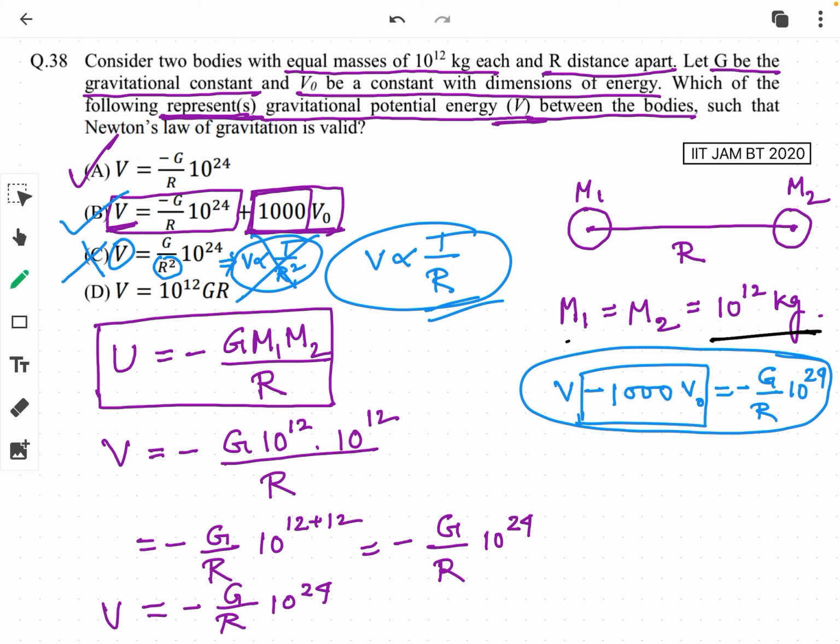Again, if we go to option D, V is proportional to R. From here we get V equal 10 to the power 12 G into R. So V is proportional to R, which is again not correct, because 10 to the power 12 is the mass and G is constant. So V would be proportional to R, but V is proportional to 1 by R. So only option A and option B are correct. C and D are not correct options.